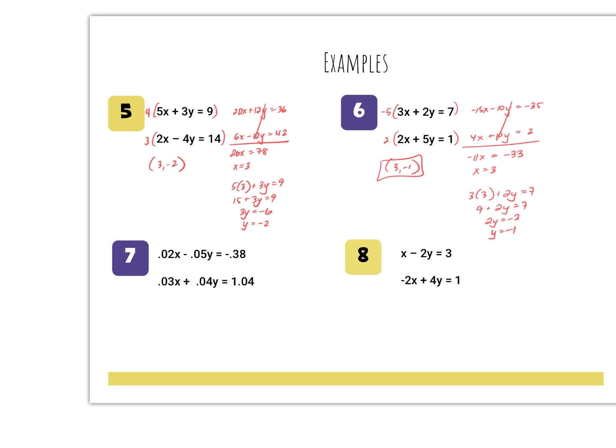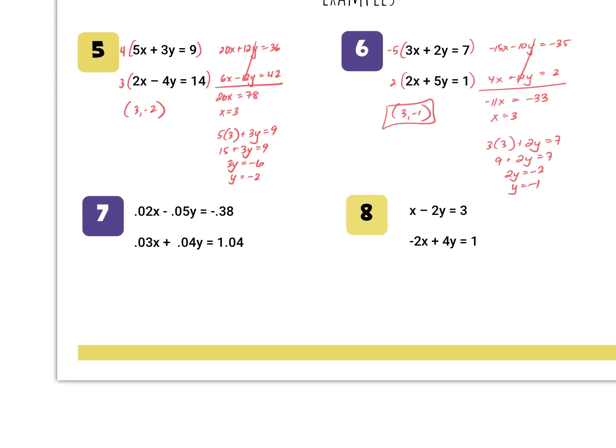When we get to number 7, guys, this is again a challenging question because of the decimals. So my suggestion to you guys, I'm not really thinking about opposites and canceling, eliminating variables right now. What I'm thinking I'm going to do is I'm going to want to get rid of the decimals. And so I know if I multiply the top by 100 and the bottom by 100, that's going to shift my decimals 2 places to the right, which is going to leave me with 2x minus 5y equals negative 38. And this is going to leave me with 3x plus 4y equals 104.